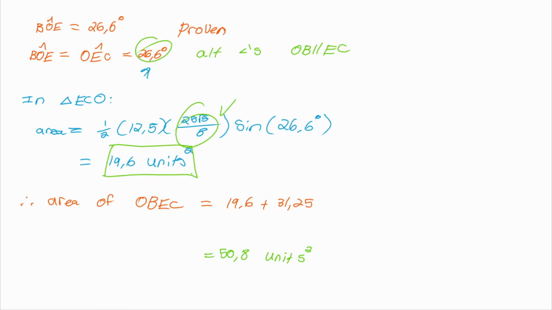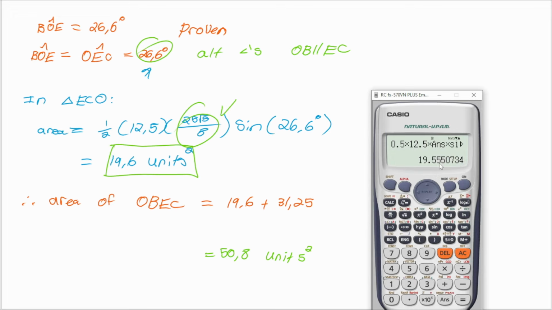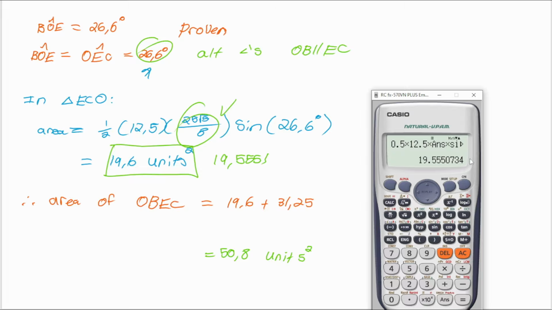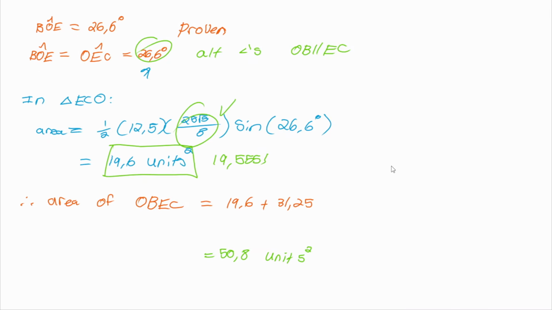So if you're not comfortable with keeping all this stuff in your calculator, I recommend working to 4 decimal places. So for example, for this answer over here, write it as 19,5551, I believe it was. Yeah, comma 1. Because even if you do 19.5551 plus 31.25, remember the 31.25 was not rounded, you still get a 50.8. So if you're not comfortable keeping all that stuff in your calculator, work to 4 decimal places. That would be my suggestion.